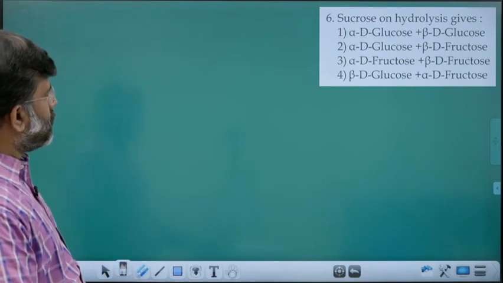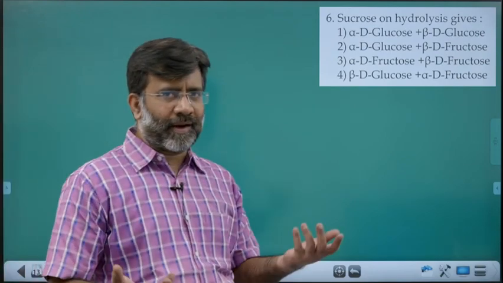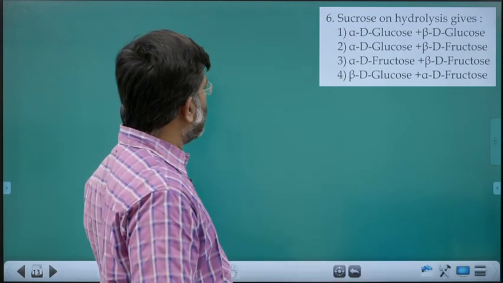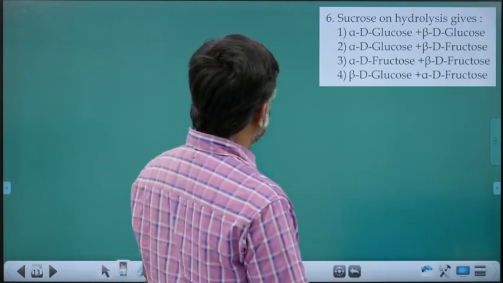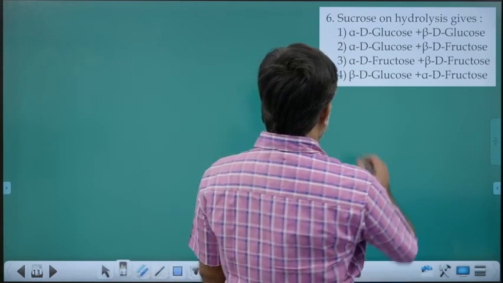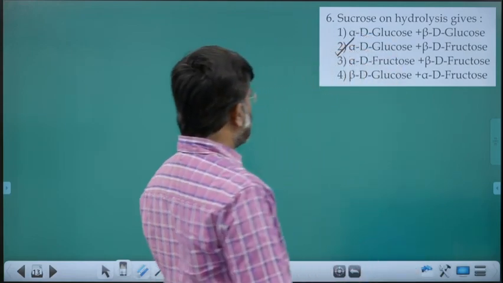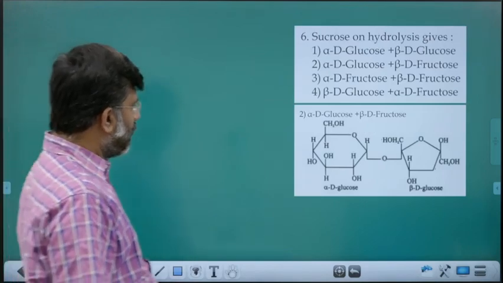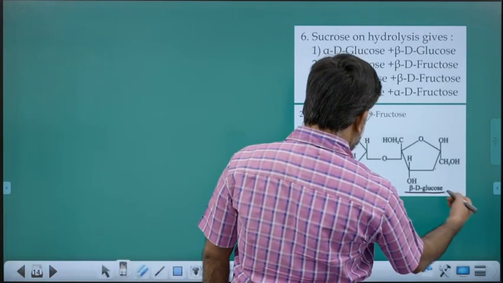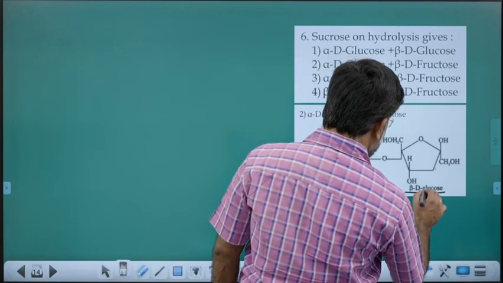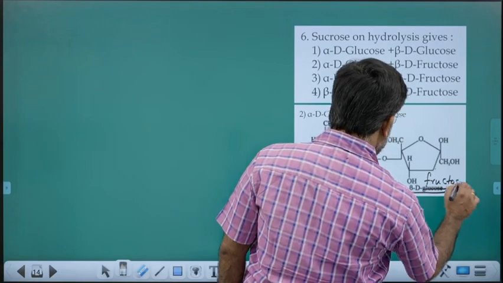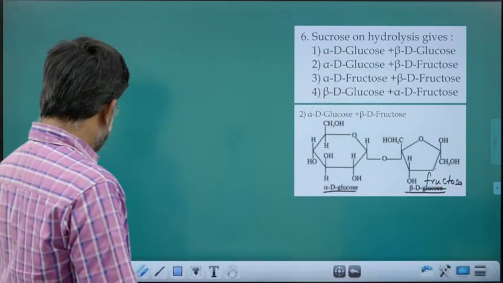Sucrose on hydrolysis gives. Sucrose will give you what? Alpha glucose and beta fructose. Alpha D glucose and beta D fructose. Second choice. This is sucrose. Alpha D glucose and beta D. Oh my God. It's not beta D glucose. It is beta D fructose. Next.